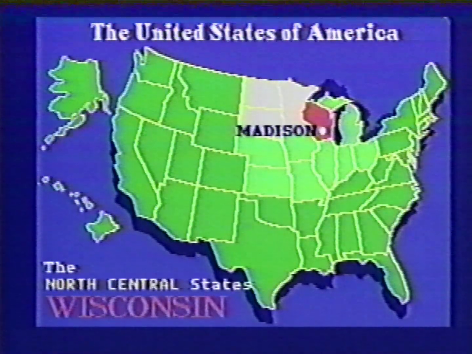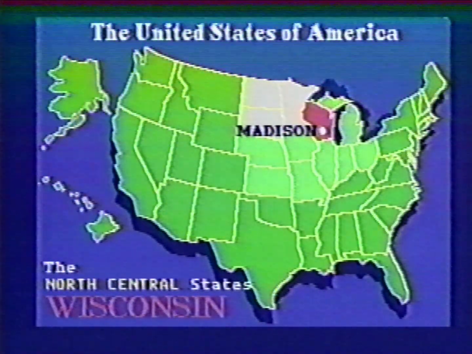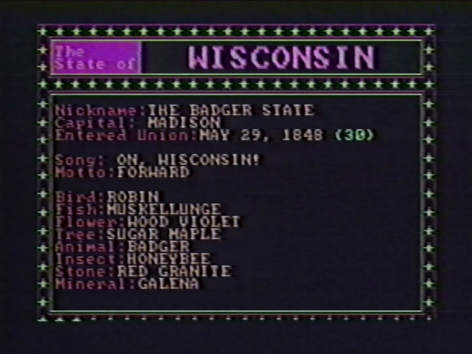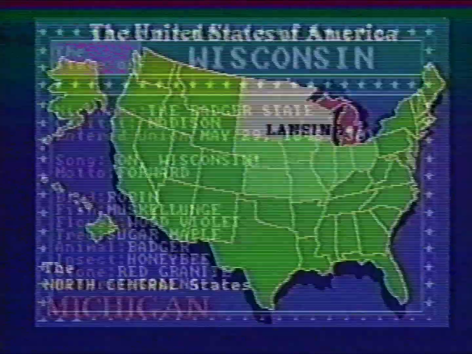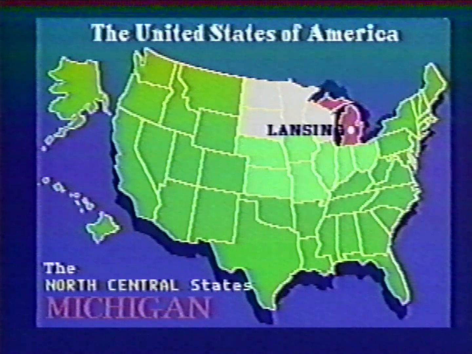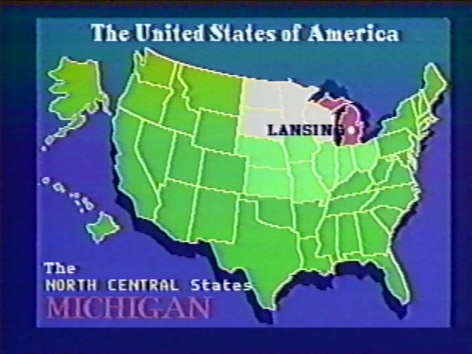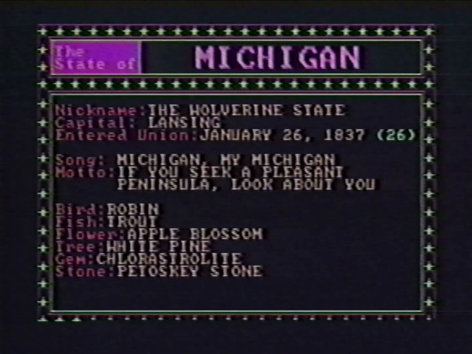The capital of Wisconsin is Madison. Wisconsin was named for the Ojibwa Indian word Wisconsin, meaning place of the beaver. The capital of Michigan is Lansing. Michigan derived its name from the Fox Indian word Mesa Kami, meaning large lake.